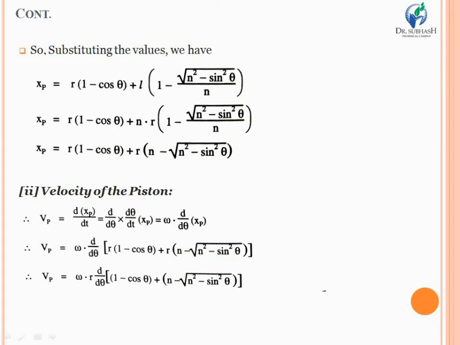So putting all those values of sin phi and cos phi into the basic equation of displacement of the piston, you will have r bracket 1 minus cos theta plus L bracket 1 minus under root n square minus sin square theta upon n. And if you simplify that relation, ultimately you get r bracket 1 minus cos theta plus n into r bracket 1 minus under root n square minus sin square theta upon n.